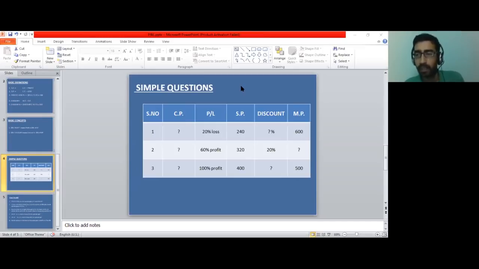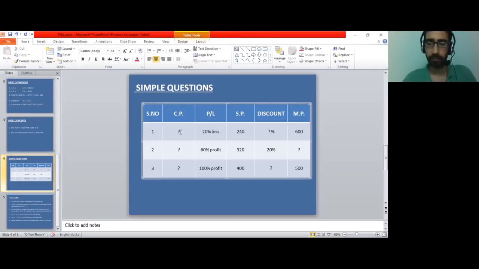Any problem? Did anyone face any problem? So let me write the answers here. Cost price is indeed 300. Discount is indeed 60%. Cost price is indeed 200 here. And market price is indeed 400. Here it's 100 by 500, 200, and of course this is 200.